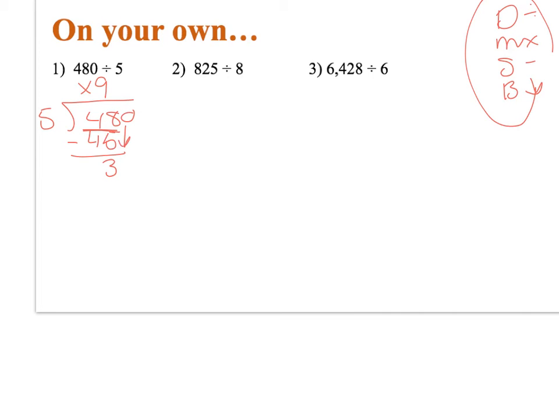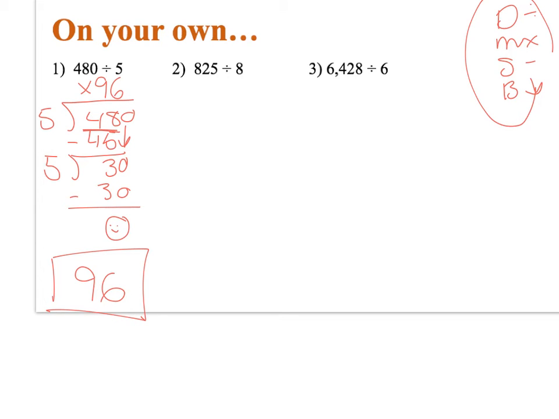Step 4, bring down the 0. 5 into 30 fits in exactly 6 times. 6 times 5 is 30. Subtract. We have no remainder. We are finished. Our answer is 96.